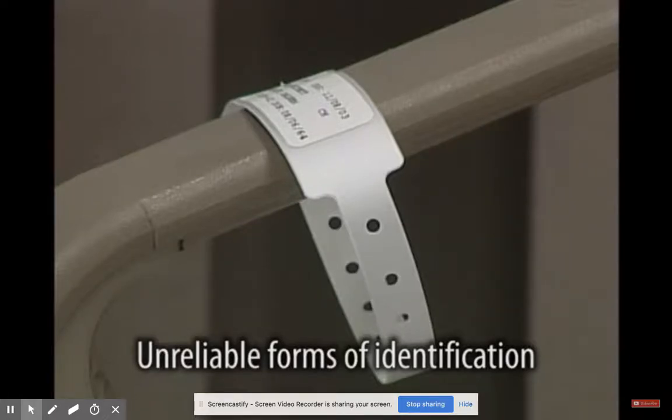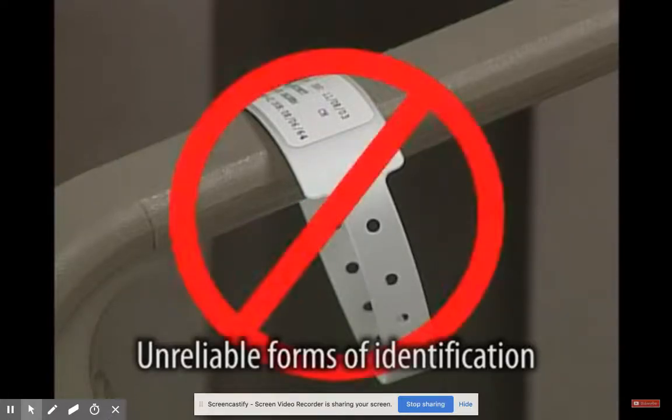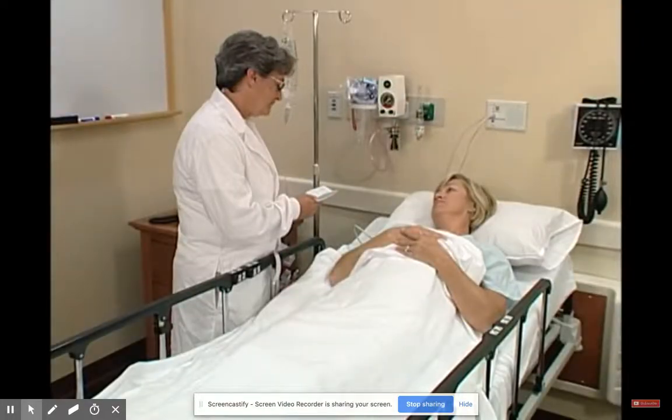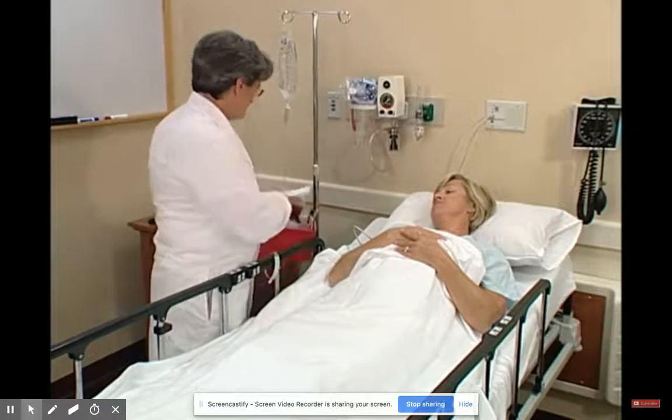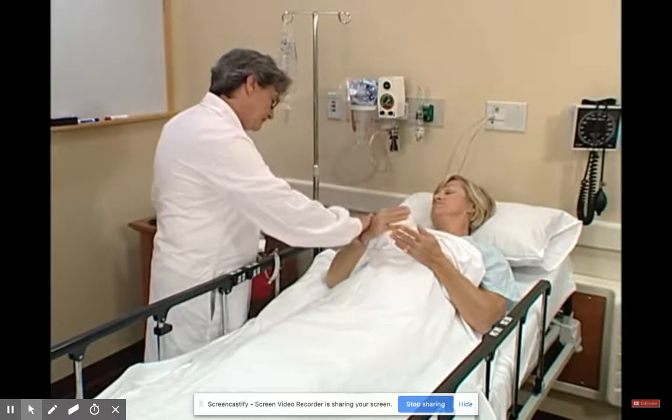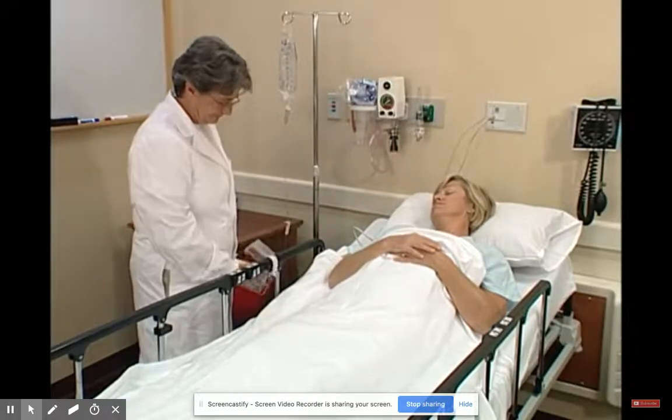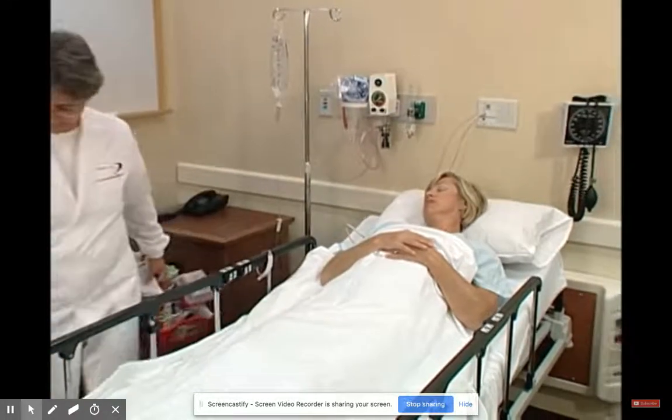Remember, an identification bracelet attached to the bed rail or laying on a bedside tray or table does not identify the patient. Assuming that an unattached identification bracelet belongs to the patient in the bed is taking a chance with the patient's life. There is no substitute for a physical form of identification attached to the person.